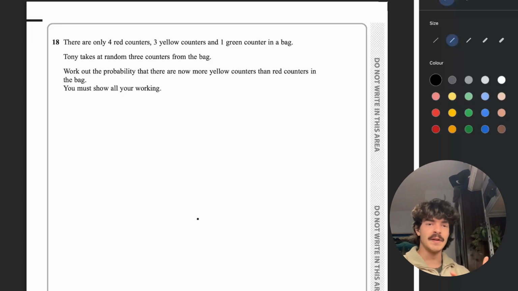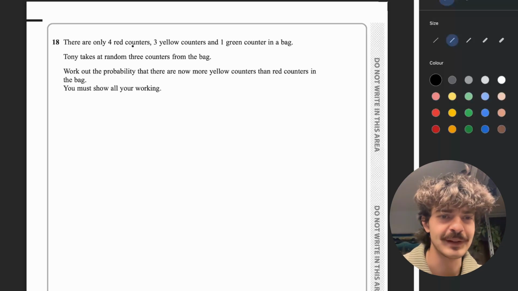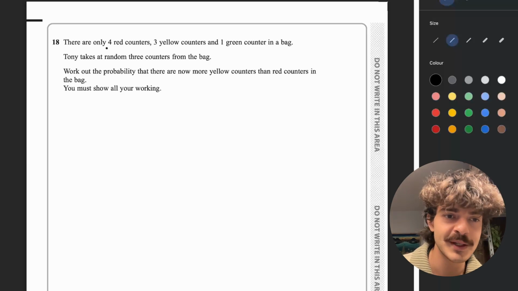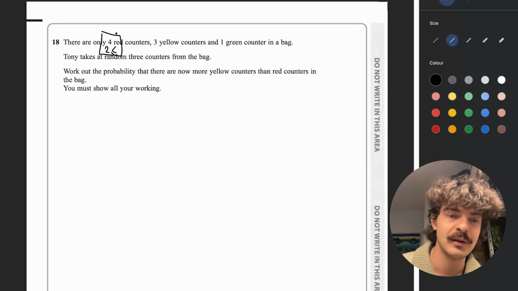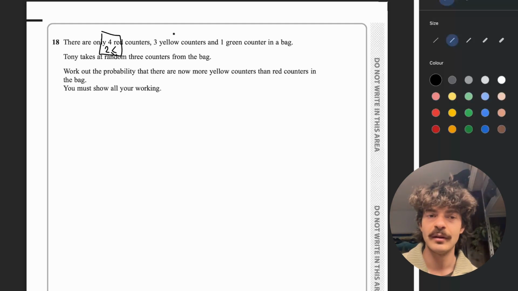Now, the objective for us is to think about, well, what possible ways are there that we could end up with more yellows than there are reds? And, well, objectively, right? That means that the red counters at the end must be less than or equal to 2. That's our objective, assuming that there's still 3 yellow counters.